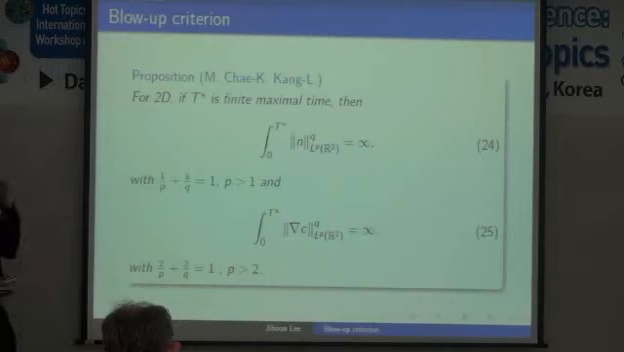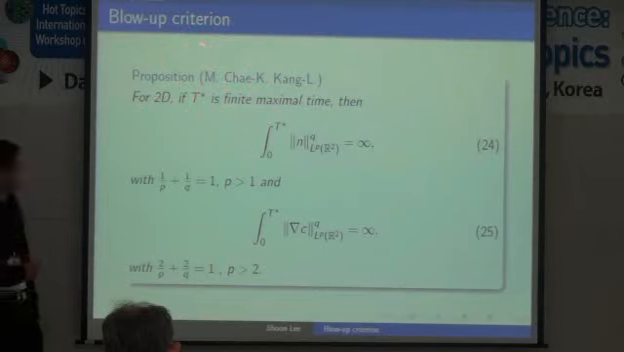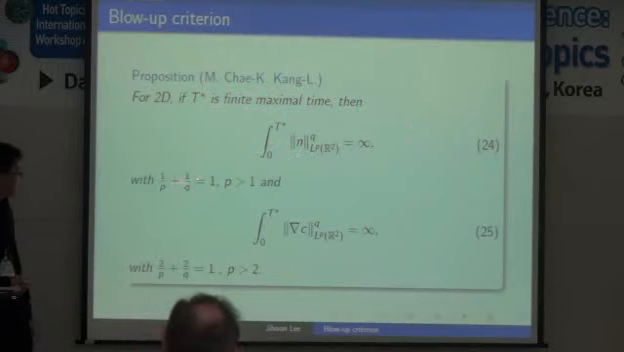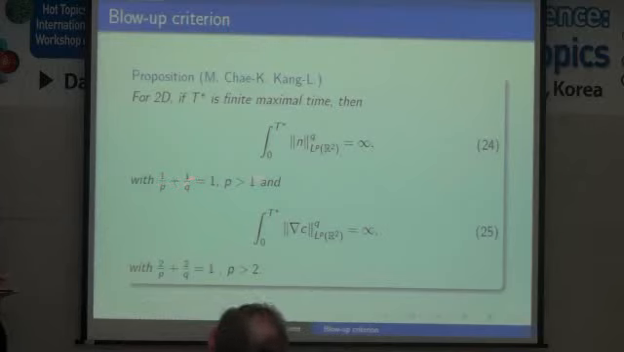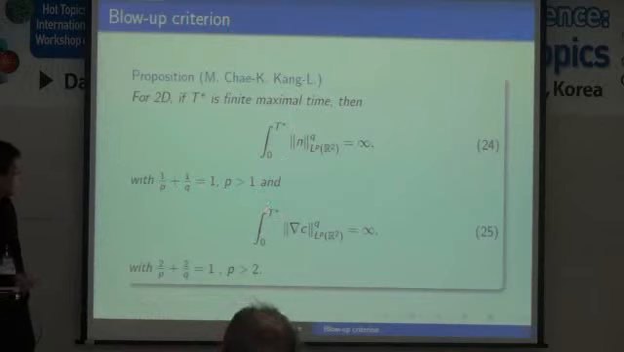And also we can improve the previous blow-up criterion by these ones. If T star is the finite maximal time, then this should be infinity. And 1 over P plus 1 over Q is equal to 1, and P should be greater than 1. This is for 2 dimensions, and this is only for 2 dimensions. And also, if T star is the maximal time, then this one should be equal to infinity.